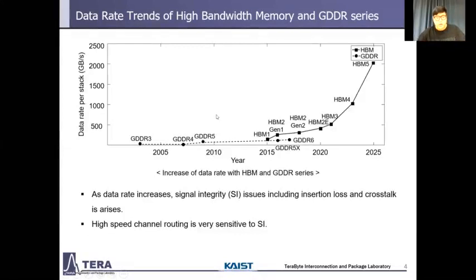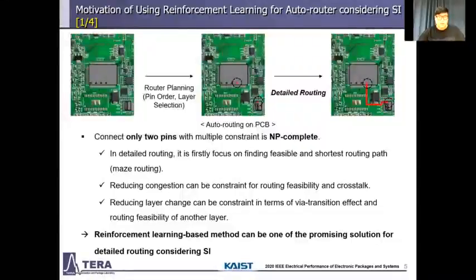Recent technology trends require terabyte per second bandwidth. To meet this demand, data rate is increasing dramatically. Routing of this kind of high-speed channel highly affects signal integrity. Therefore, an auto-router considering signal integrity is required. Then, let's see the detailed process of routing.